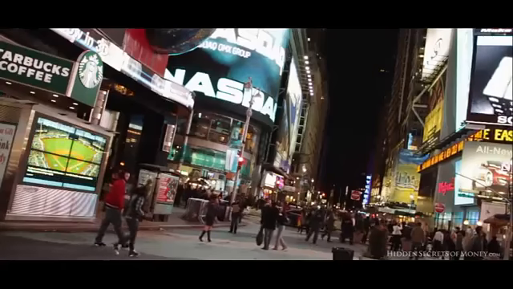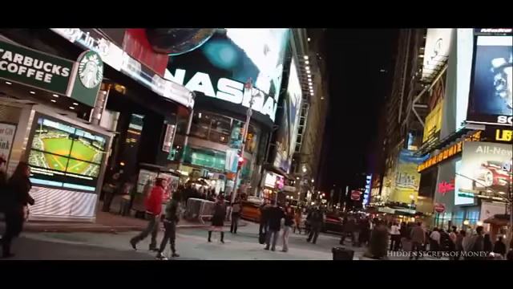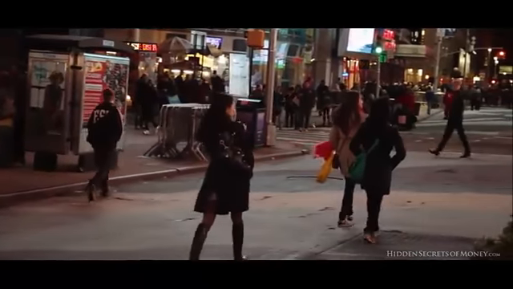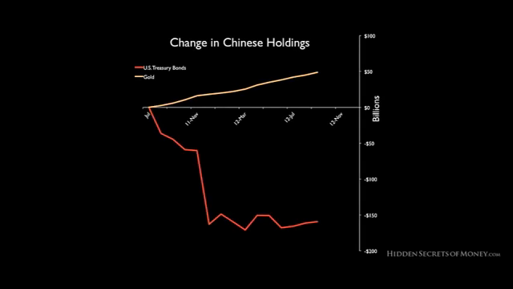If you're holding paper assets and paper currencies, you have bet one direction. If you're holding gold and physical assets, you've bet the opposite direction. So these are changes in Chinese holdings. They are accumulating gold. They are getting rid of U.S. Treasury bonds.